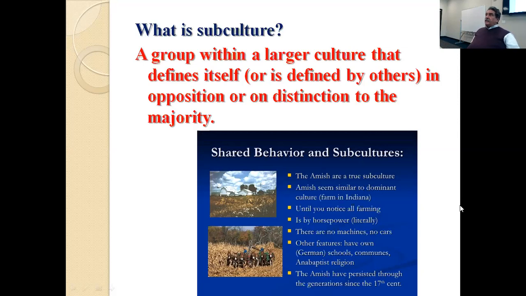As generations have passed, they have the same problem like the rest of the immigrants like us. Our children go with the general dominant culture. But they have their own schools, they have their own communes, their form of Christianity. Anabaptists, you know, fine, they're good Christians, but it's a subculture of Christianity, and they have existed since the 16th century.